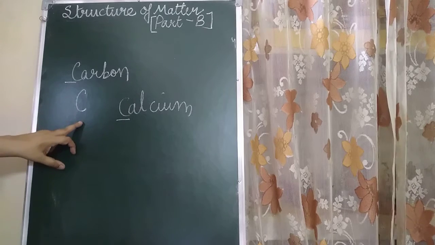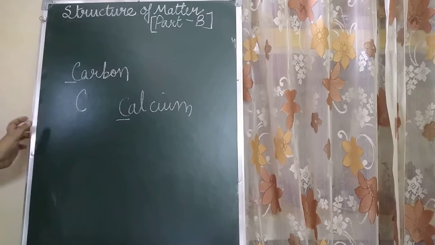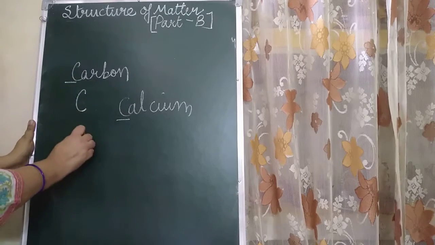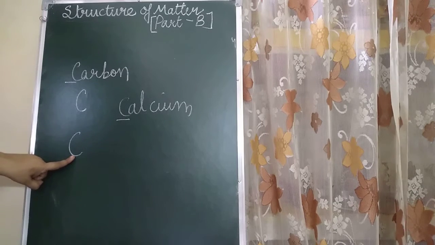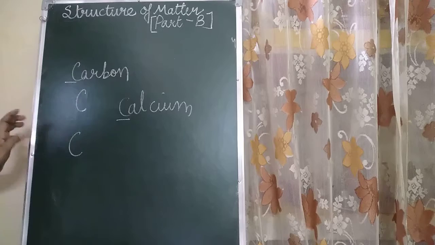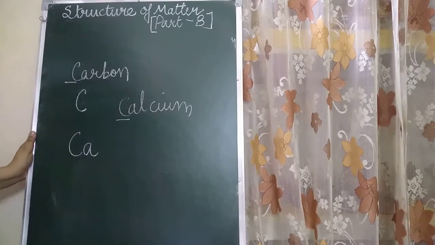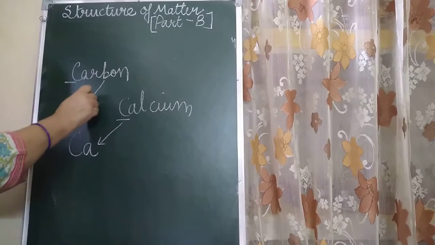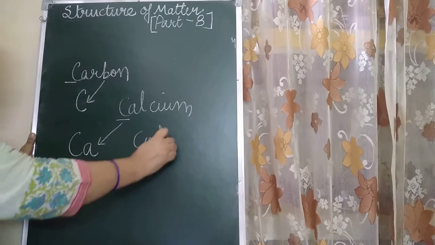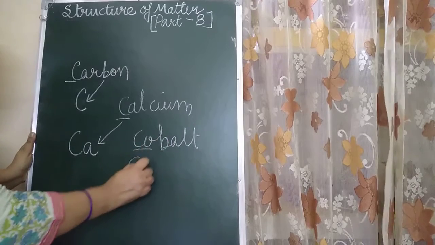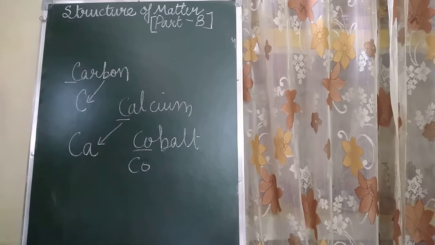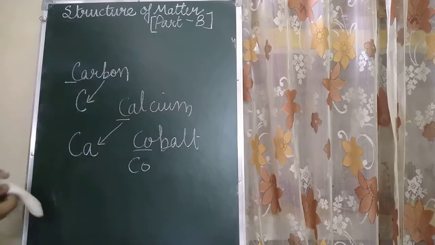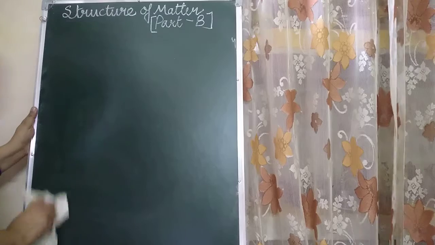So what happens in these cases, children? In such cases the first letter is taken as a capital, together with a small letter from its name. Ca is the symbol for calcium, C is the symbol for carbon, and Co is the symbol for cobalt. The symbols of some elements are derived from their Latin names. This was about the symbols, children.